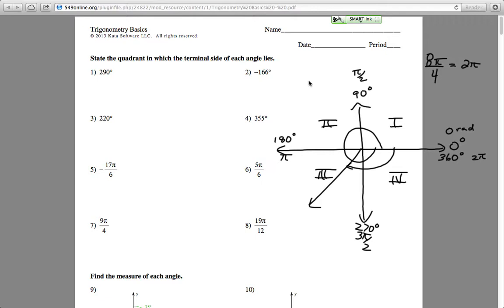Where's 285 going to land? Quadrant 4. Probably the easiest thing to do here for most of you is convert it to degrees and then just figure out which quadrant it's in. But that's the idea there, is being able to count.